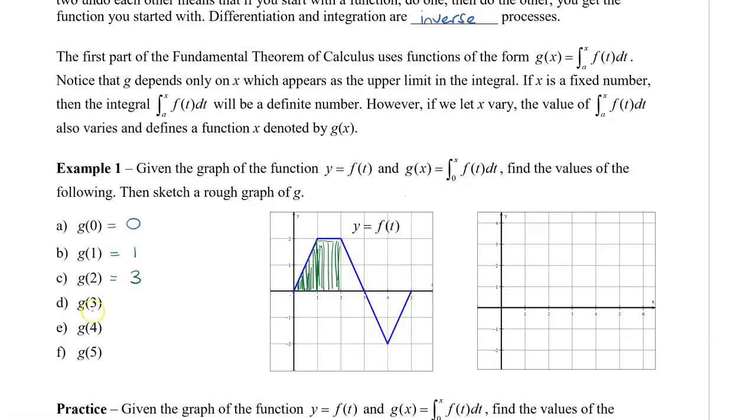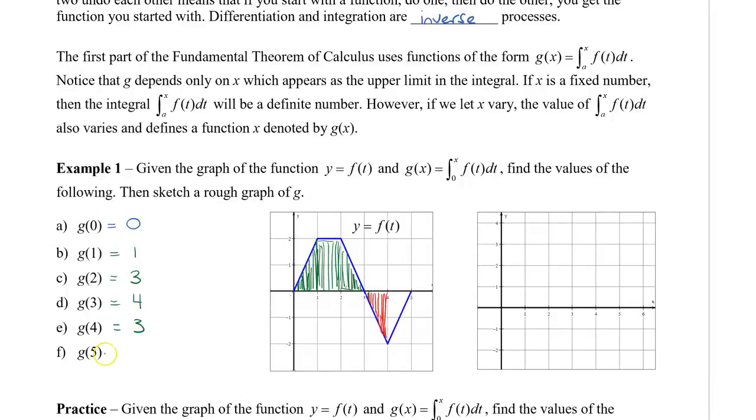Next, we're going to go to g of 3. So we're now going from 0 all the way to 3 in the integral. And finding this area, we're adding another 1 for that triangle. So now we have 4. All right, so g of 4, so we go from 0 to 4. We're now going to find the area underneath here. And actually, I'm going to make that area red to say that it is negative because it's below the x-axis. So my area that was 4, now I need to subtract 1. So that gives me 3.